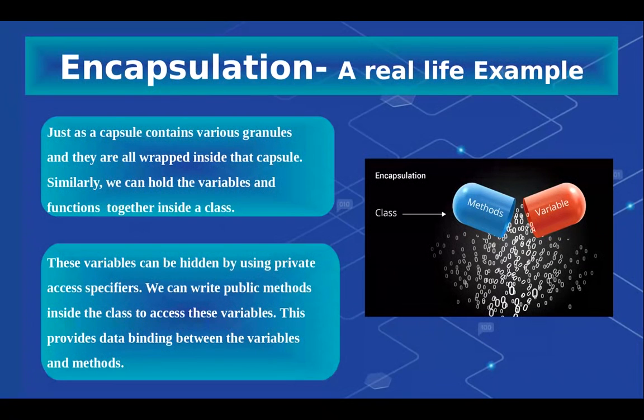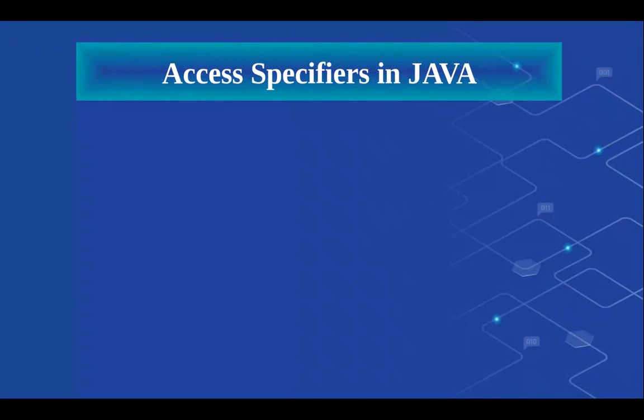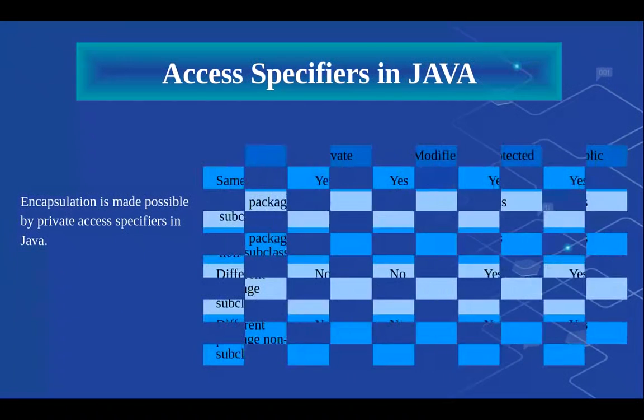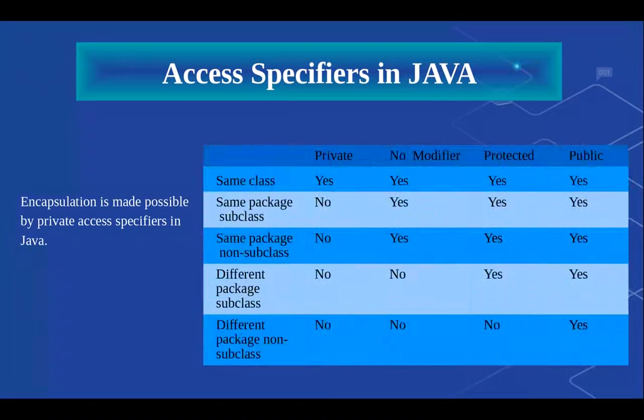Now next we'll come to the access specifiers in Java. We have understood that encapsulation is made possible by private access specifiers in Java. So we can learn about all the access specifiers in Java also. Basically in Java we have four access specifiers. They are private, no modifier, protected, and public.